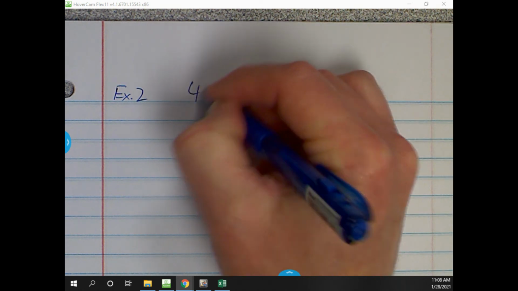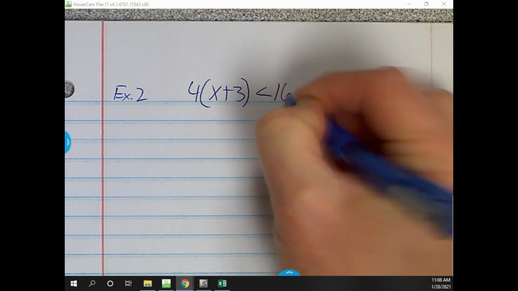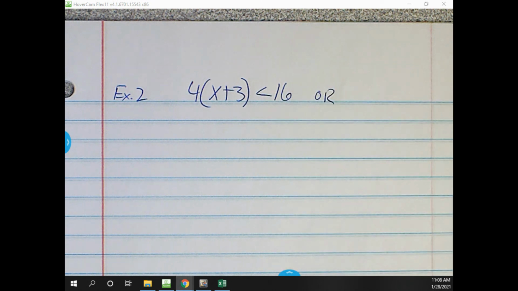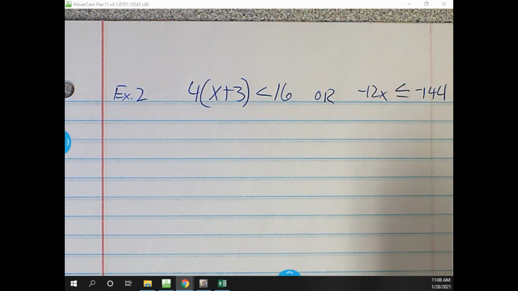All right, so let's go with 4 times (x plus 3) less than 16, or -12x less than or equal to -144.